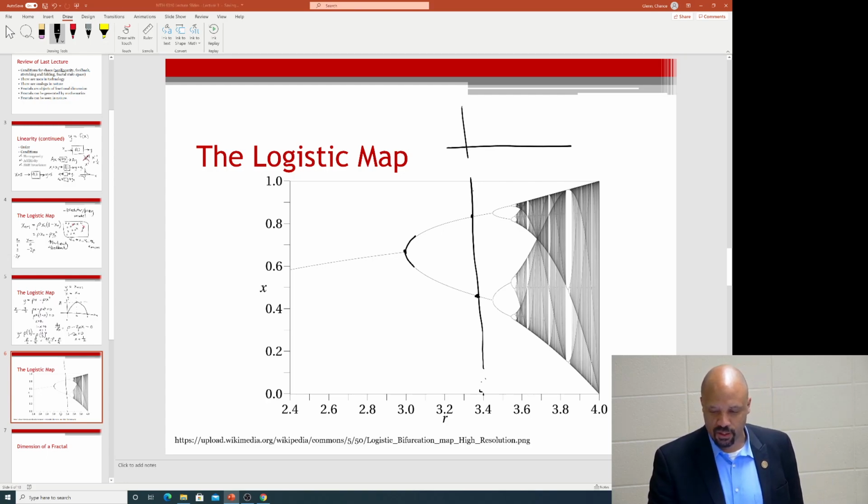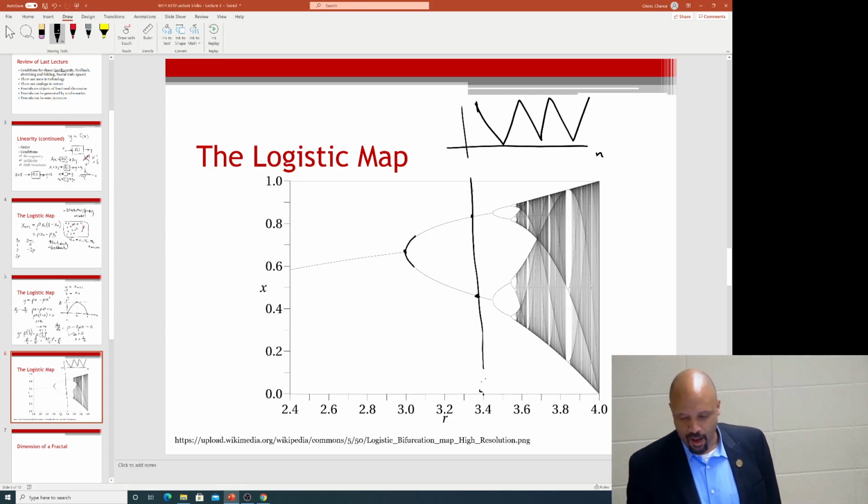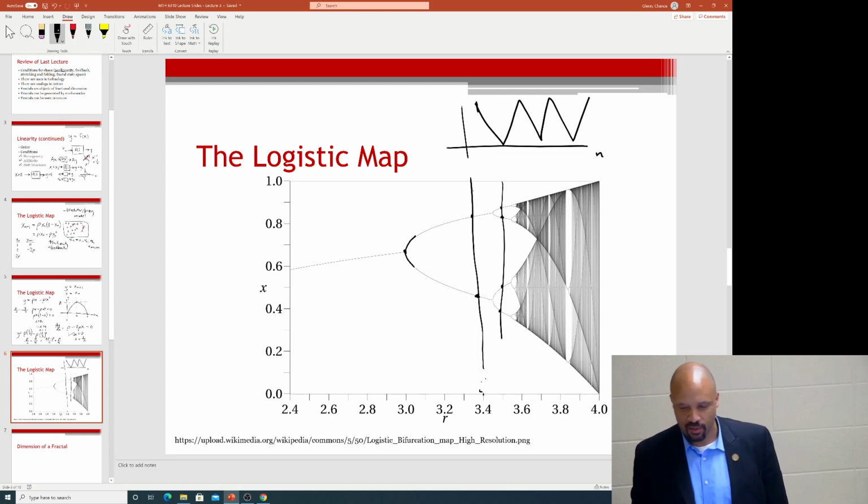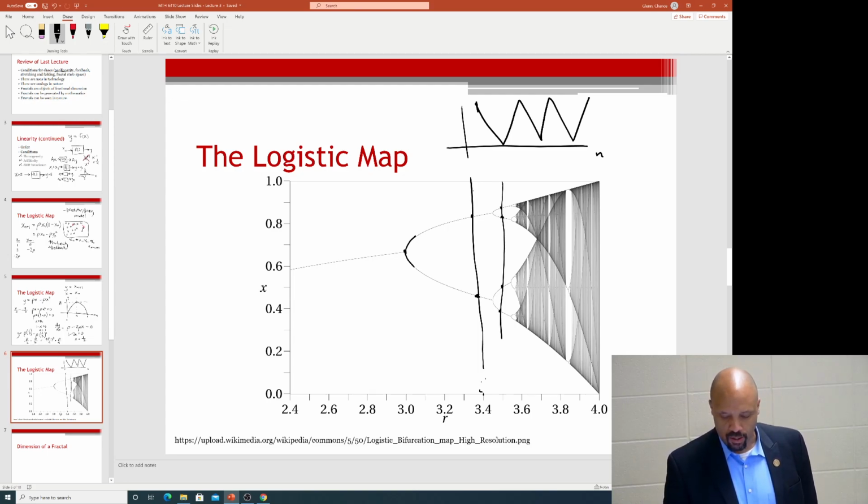In time, you'll see it look something just like this. There's going to be some value here. It's going to go back and forth like that. Now, what happens as you go a little further, it splits off into 4. This one, this one, this one, this one, and so on. And as you keep looking, it splits to 8 and 16 and so on. So this is what's called a period doubling.